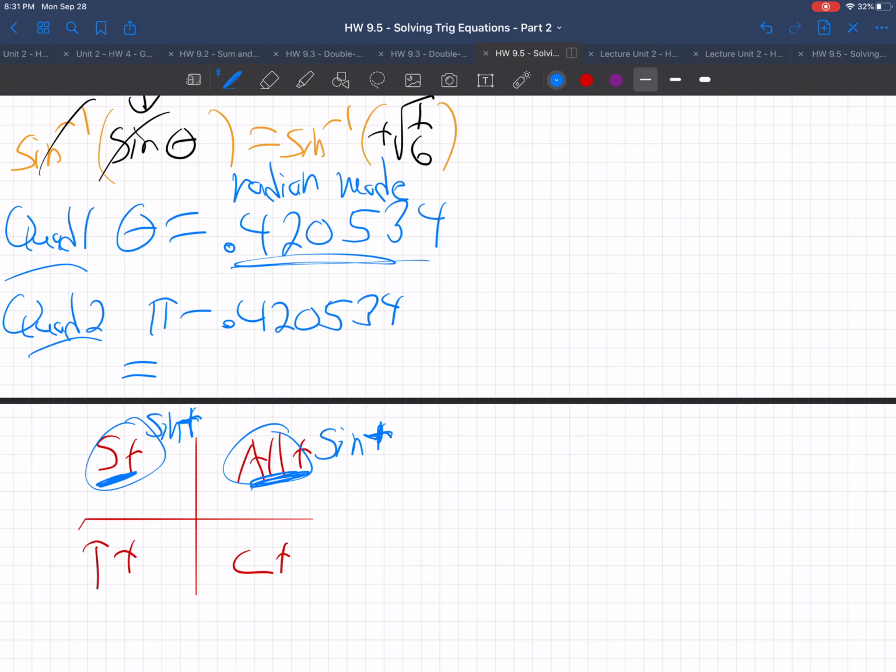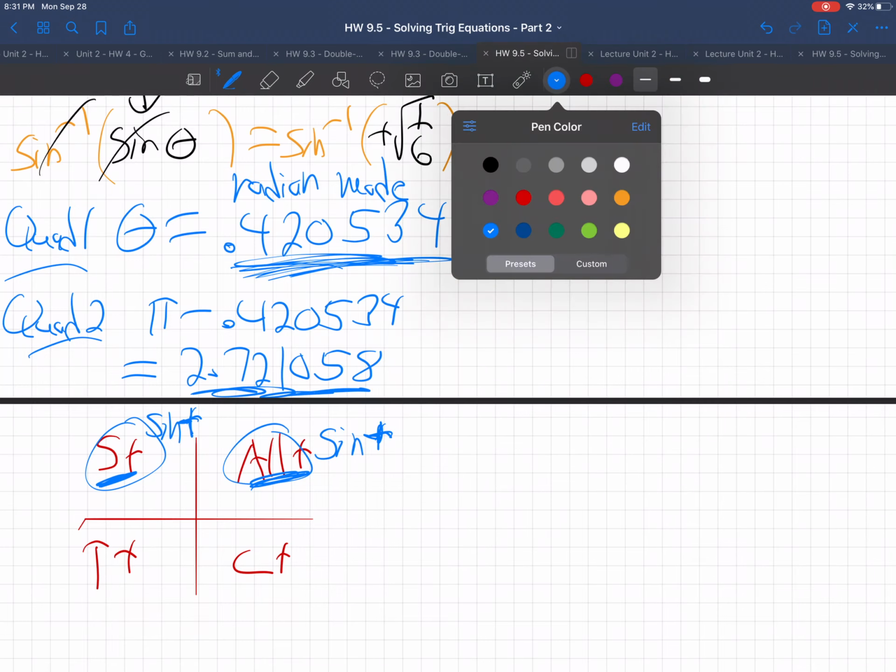I'm going to use the pi button on my calculator. And I'm getting 2.721058. There we go. Okay, use a bunch of digits just to be safe. So here's one answer. Here's a second. And why did we do that, by the way? Let me give you the reason.